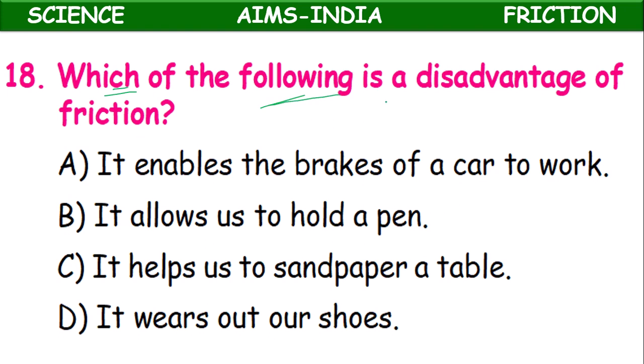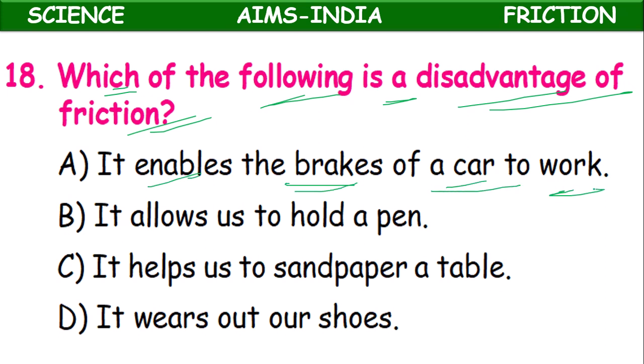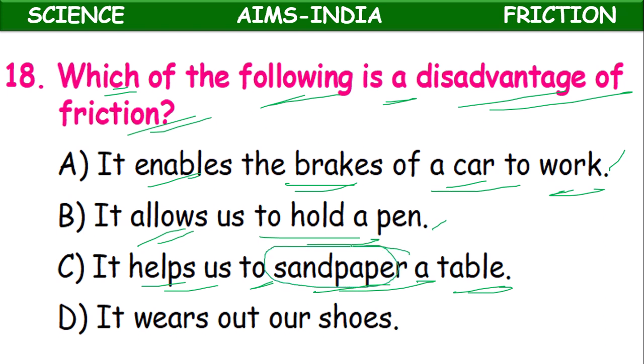Which of the following is a disadvantage of friction? It enables the brakes of a car to work. That's actually an advantage. It allows us to hold a pen. Advantage. It helps us to sandpaper a table. What is the meaning of sandpaper, children? Sandpaper means making it smooth. Carpenters have sandpapers which, while making furniture, they rub on the table to make it smooth. It is also an advantage.